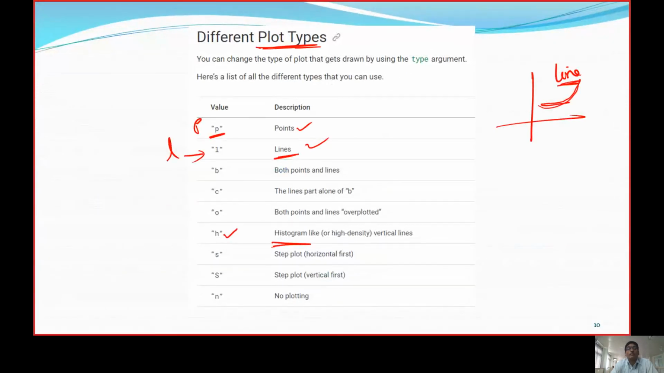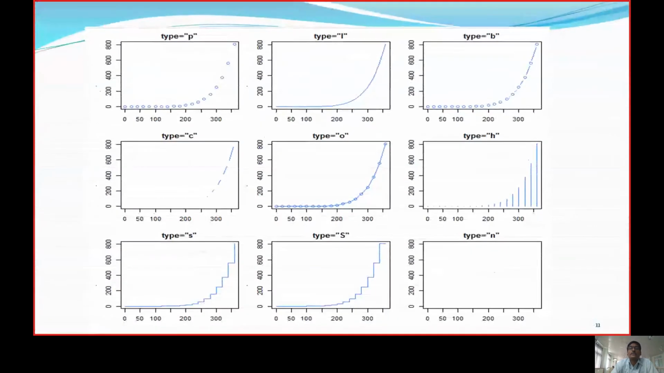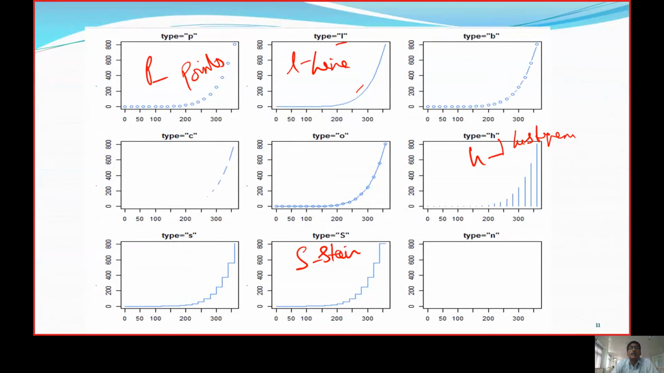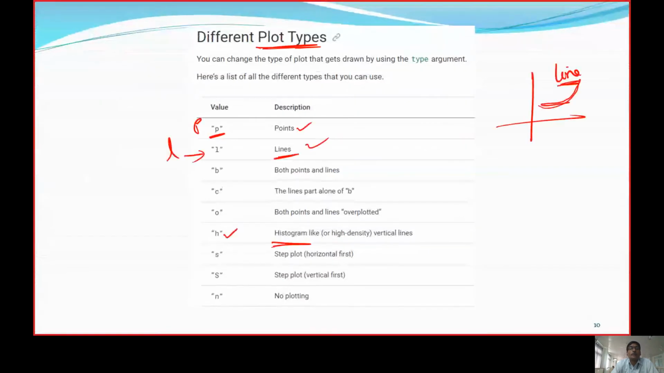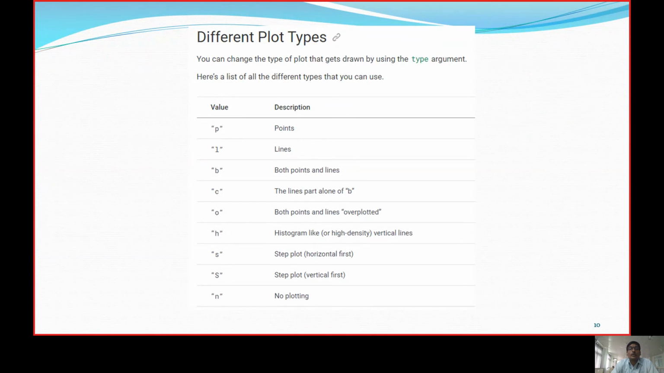And coming to the plots here, when we put a P there, it is taking up the points. When we put a line, it is taking up with the L. And when we are representing with a histogram, then it is going to be shown as H. And that's how we are going to build up the content.